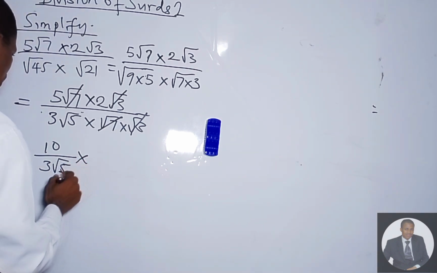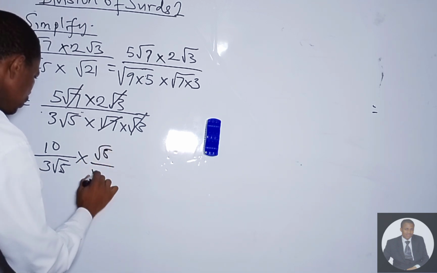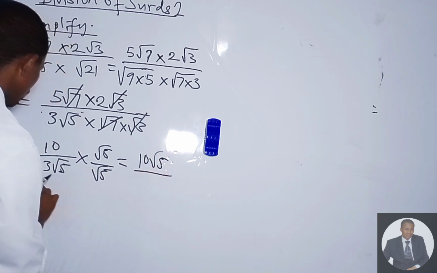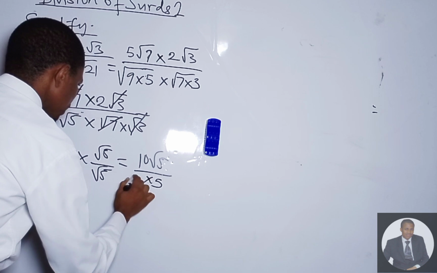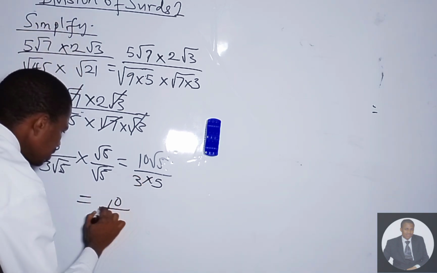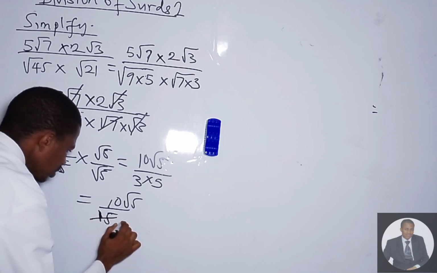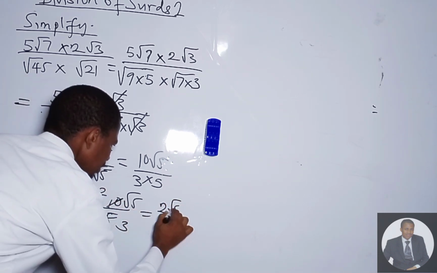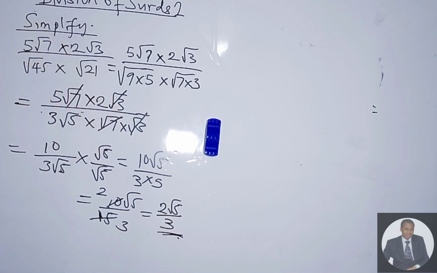So as a sort, what do we do? We multiply the numerator and the denominator by root 5. 10 times root 5, we have root 5. Why? Root 5 times root 5 gives us 5. Then we multiply by the 3. This automatically gives us 10 root 5 over 15. 5 in 15 will give us 3. 5 in 10 will give us 2. So our answer will be 2 root 5 over 3. This will be the answer for this question.